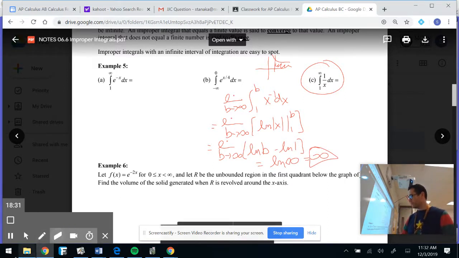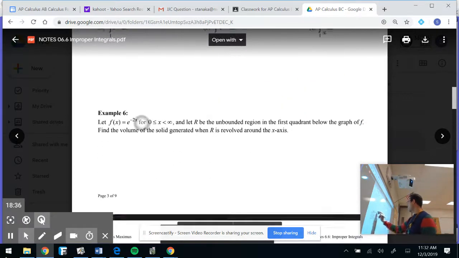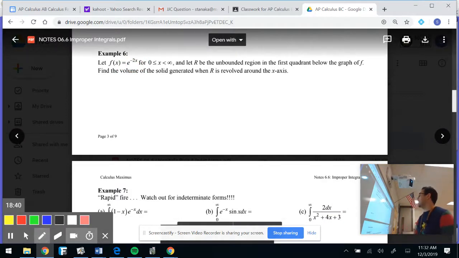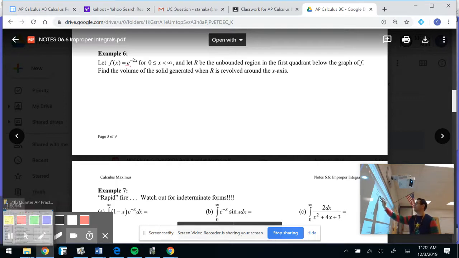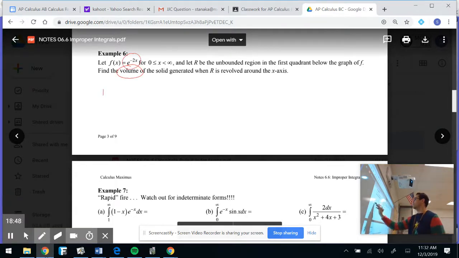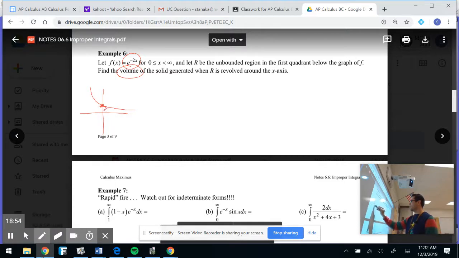All right. Now, as you may expect, whoa, let's turn some BC into some AB topics, right? And here we're dealing with, what are we dealing with? We're dealing with volume. Okay, if we're dealing with volume, ooh, I better know what that looks like. I should know what that looks like. It's going to be a decay, so it's going to be like that. And we're going to go from 0 to infinity, so it's all of that.